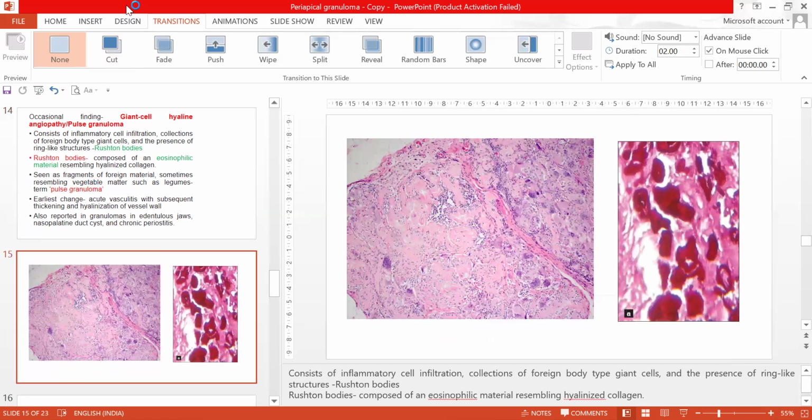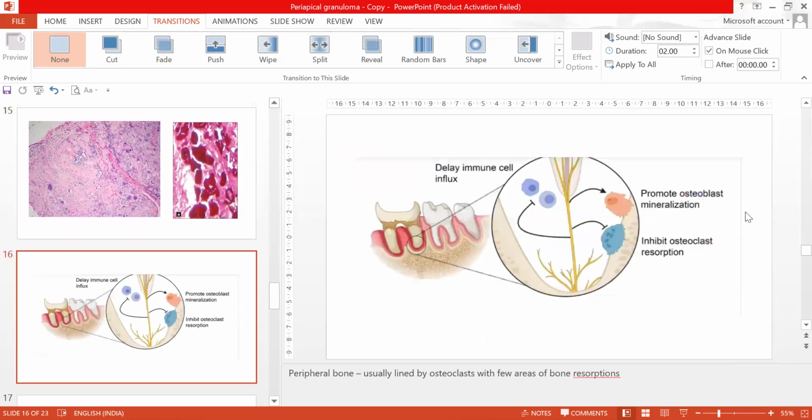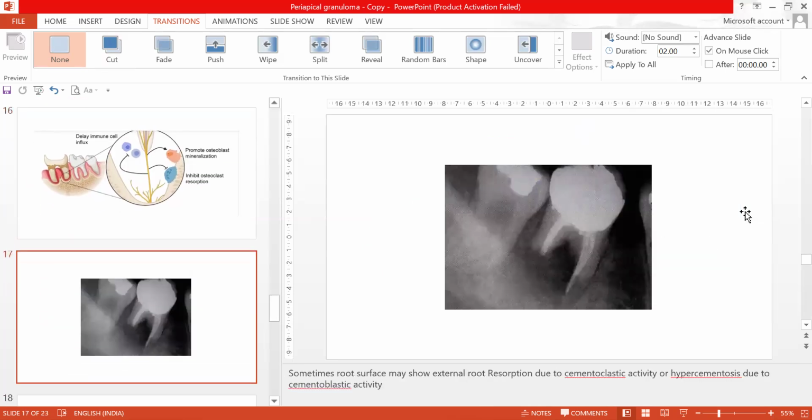So here you can see the collections of the inflammatory cells, foreign body type giant cells, and the presence of ring-like structures called the Rushton bodies, which are composed of an eosinophilic material resembling the hyalinized collagen. The peripheral bone is usually lined by osteoclasts with few areas of bone resorption. Sometimes the root surface may show external root resorption due to cementoclastic activity or hypercementosis due to cementoblastic activity.